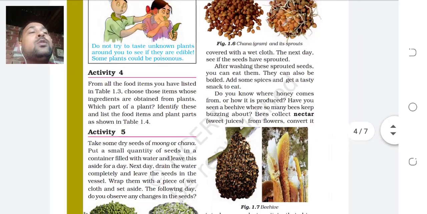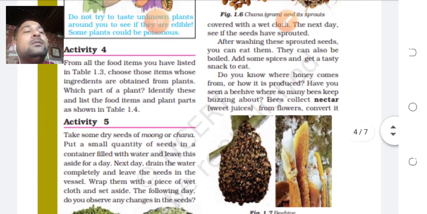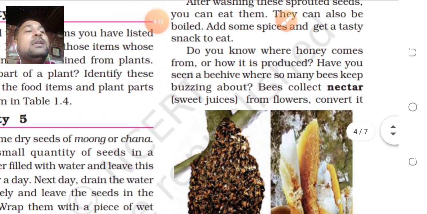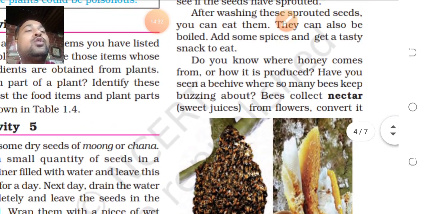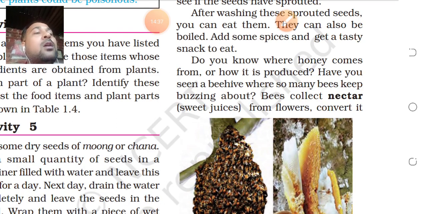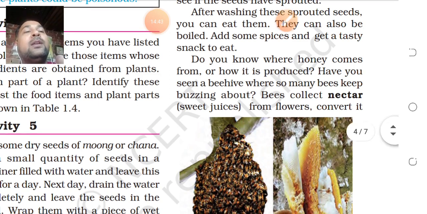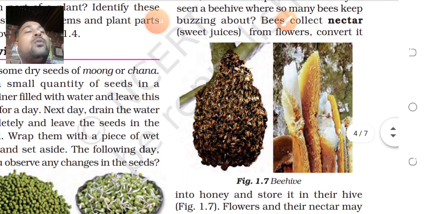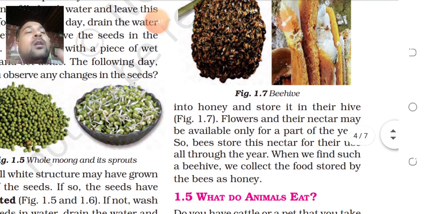Now see, this nectar or sweet juice is not available throughout the year in flowers. So they collect it all and convert it into honey, which they use as food, and store it in their hive. Flowers and their nectar may be available only for a part of the year. I told you this thing.